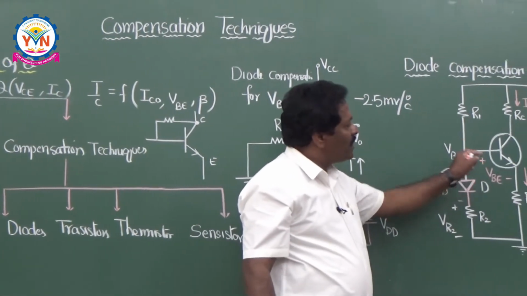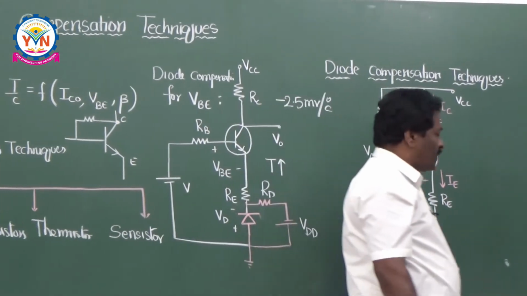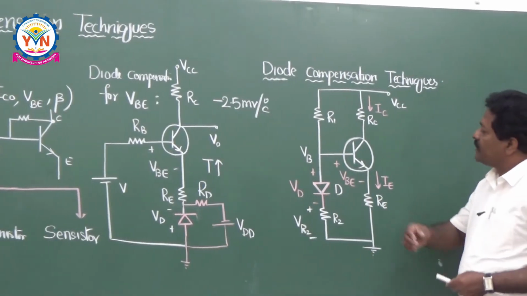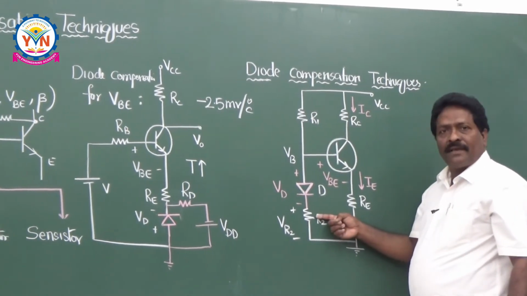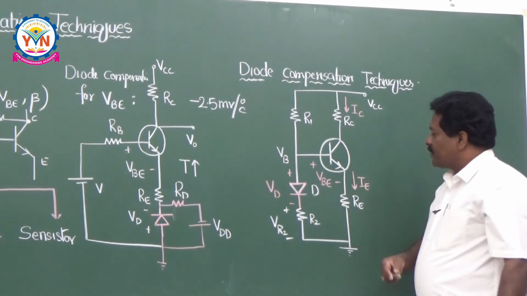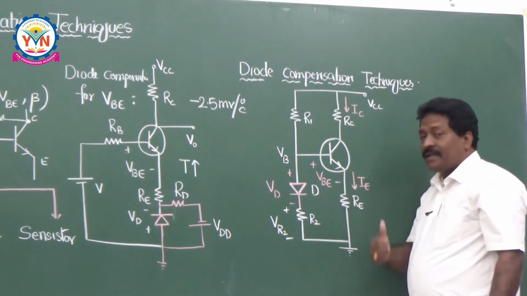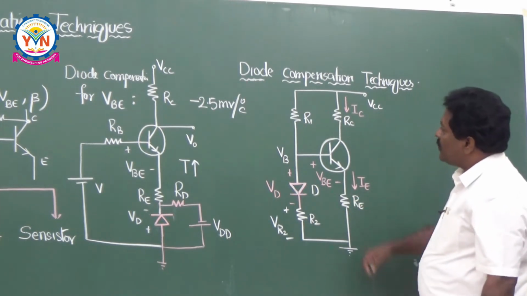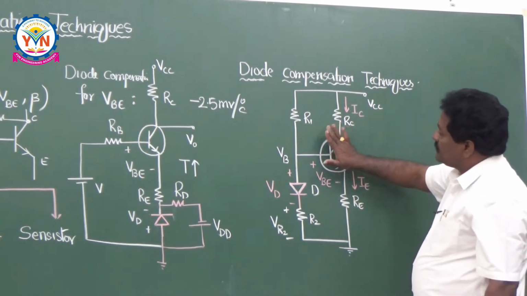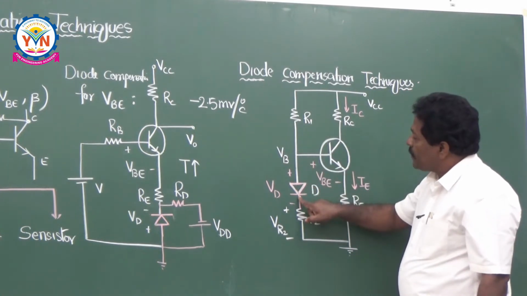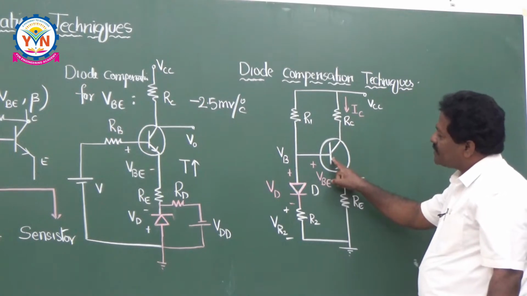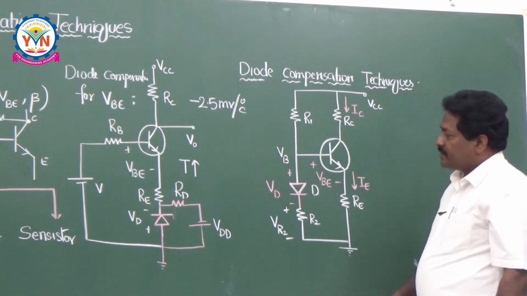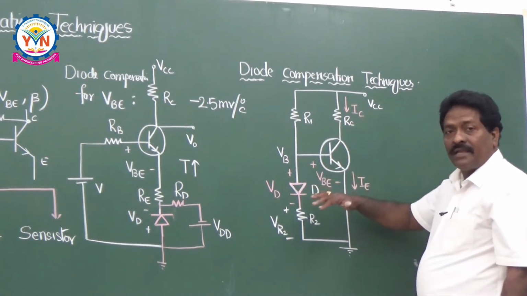So if you take this circuit here, this circuit is nothing but a voltage divider bias. R1, R2 is the voltage divider bias. RC is the collector load resistor. RE is the emitter resistor here. Now the same thing, you are using the diode here. In this circuit also, you are using the same material for the transistor as well as the diode. Either you can take germanium or silicon.